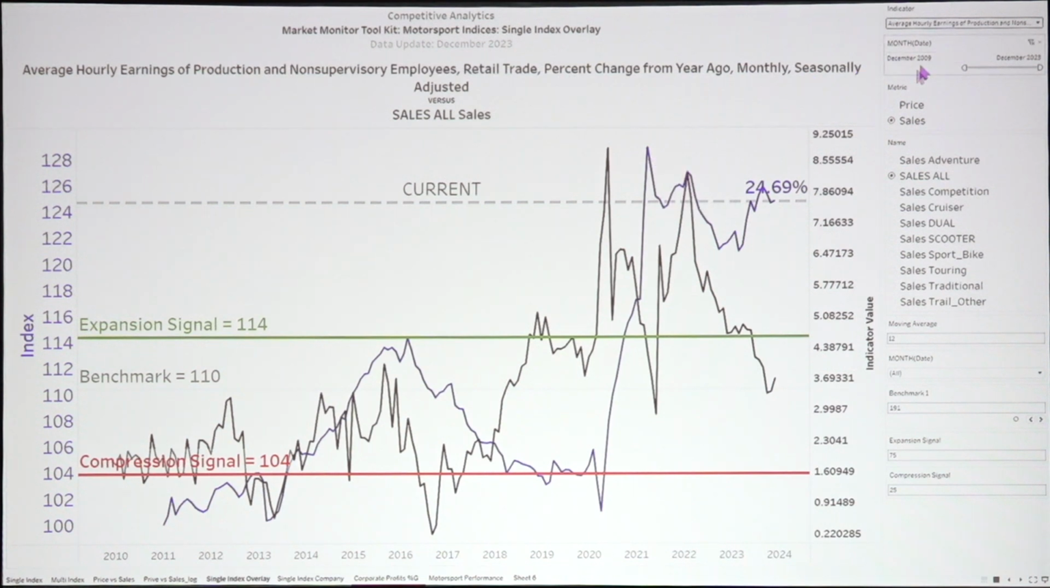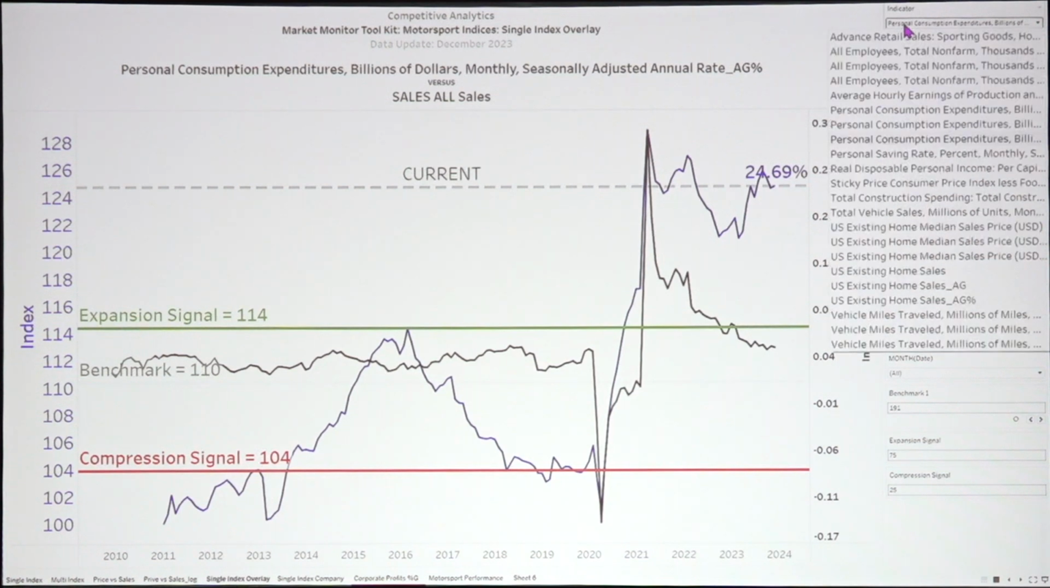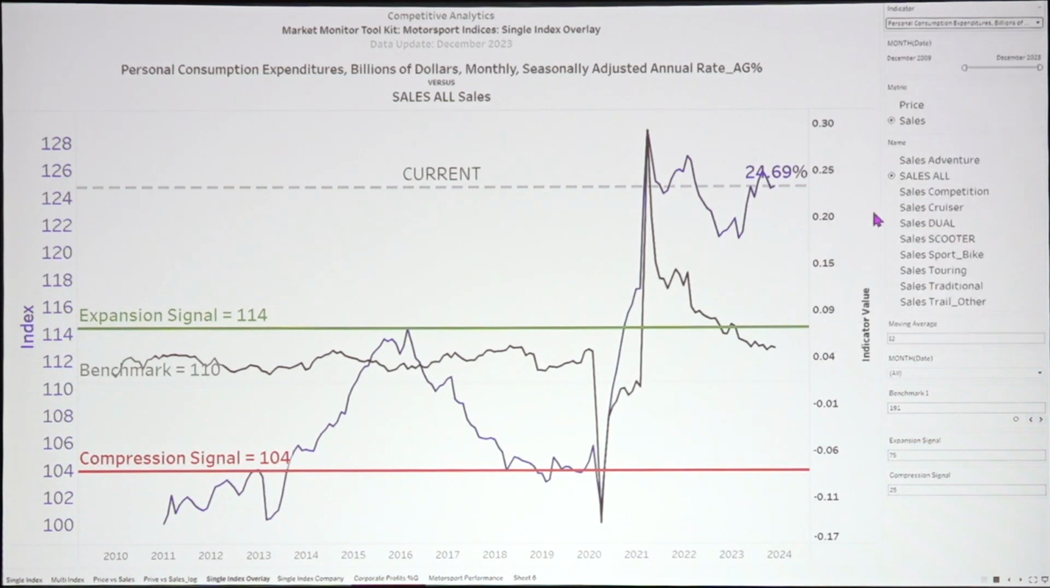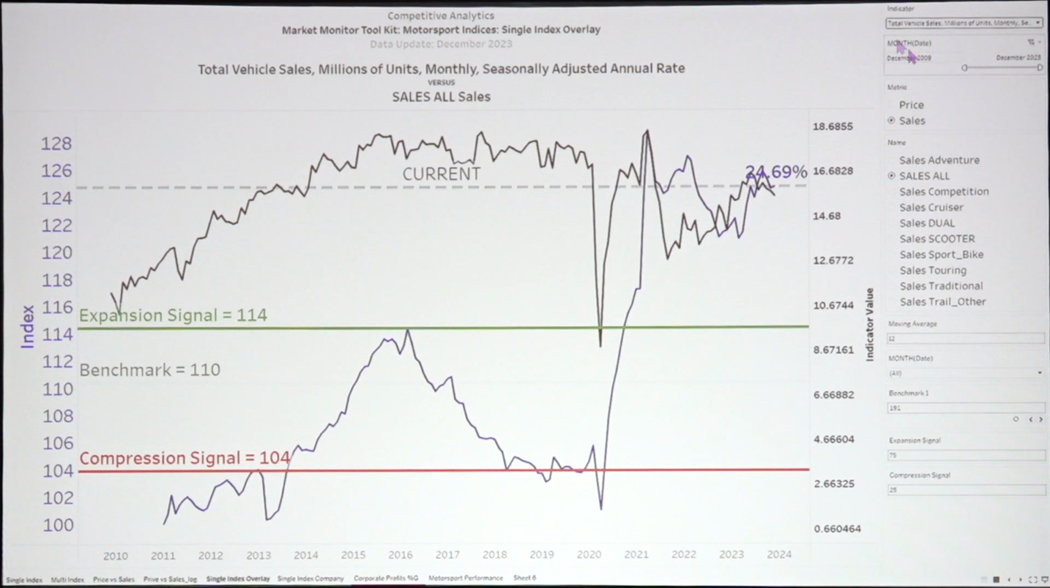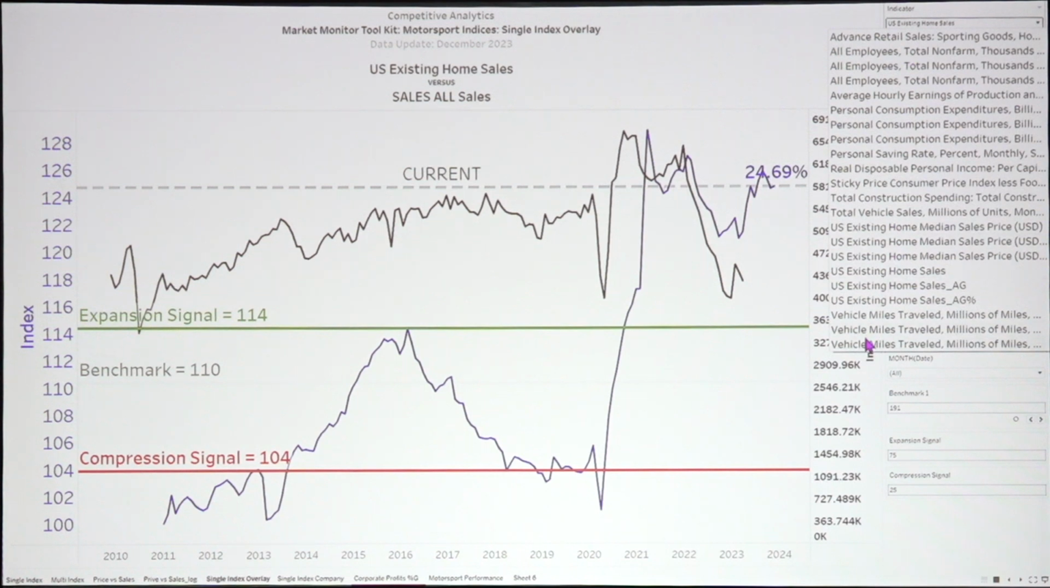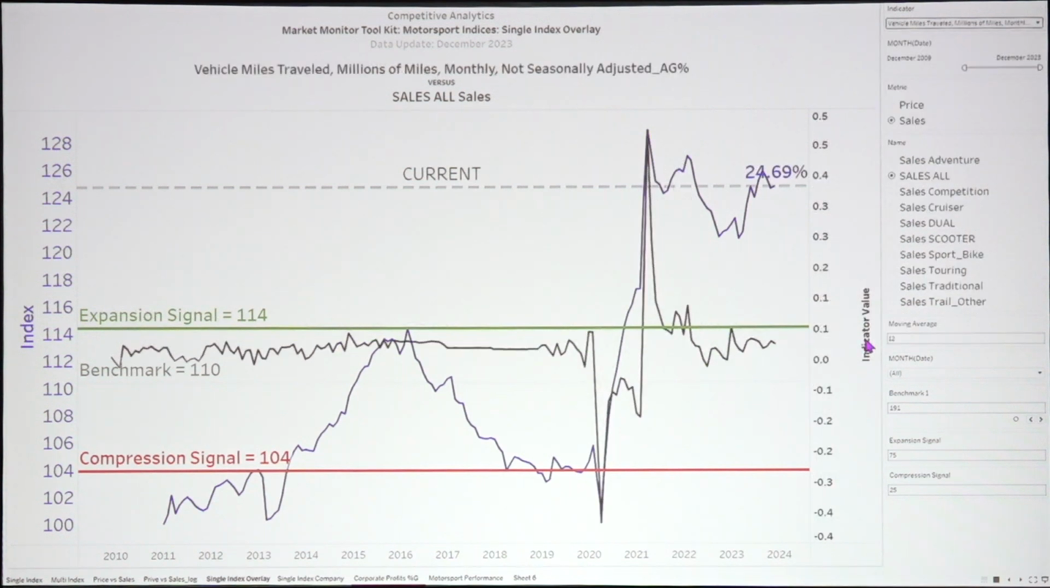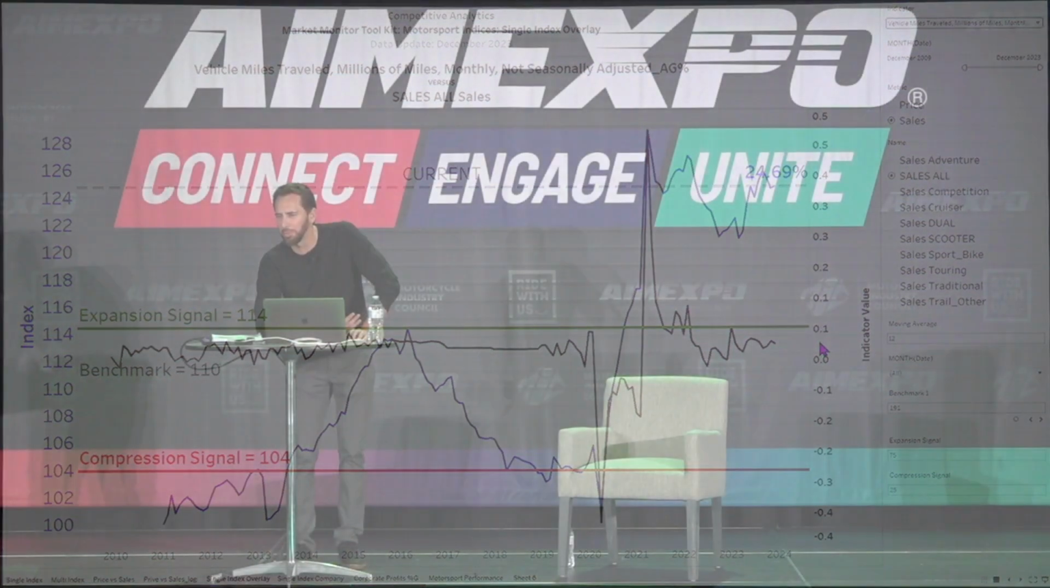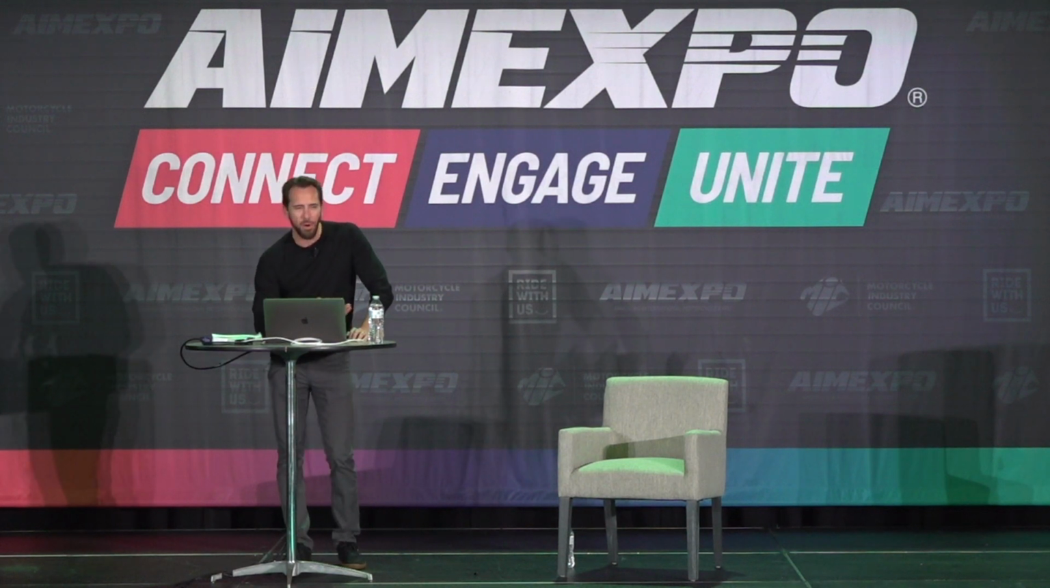We'll go through a few more of these. Personal consumer expenditures. You can see, you can overlay just about anything, right? But it really gets tough narrowing down which indicators are actually the ones driving our business. Because a lot of indicators will correlate, but not causate. So just because they correlate doesn't mean that actually drives your business. It could just be happenstance. So it's hard to do that.